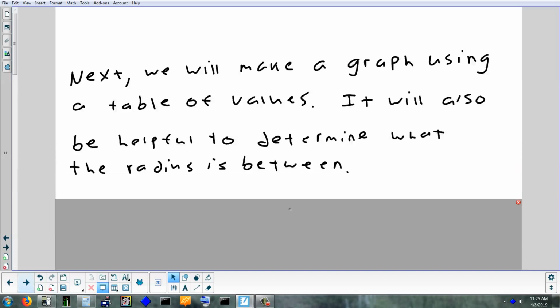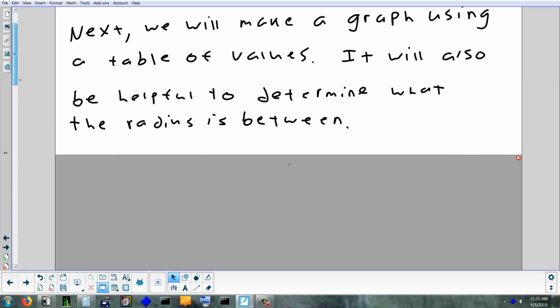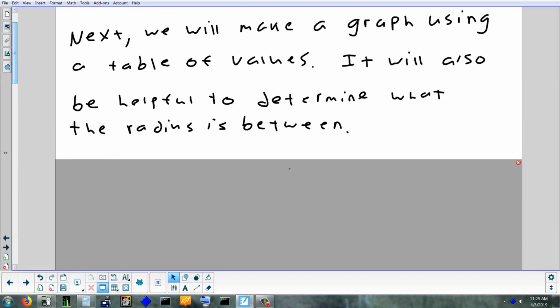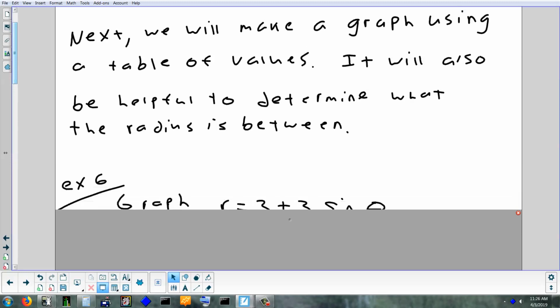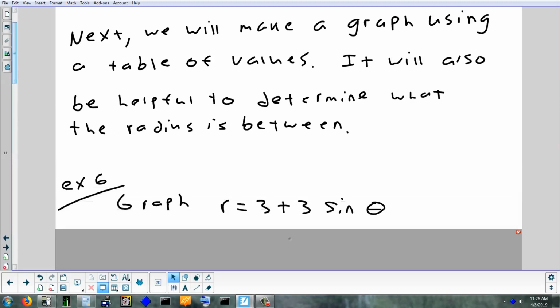Great. So now we're going to look at a special kind of graph that we do a lot in polar. It's a little hard to just sketch the whole thing at once. Like the last two were easy. Circle, line, weren't too hard. We're going to look at this graph in sections. There's like 4 sections to it. So we're going to make a table, and I think the table will help us. Okay, I want to graph that: r equals 3 plus 3 sine theta.